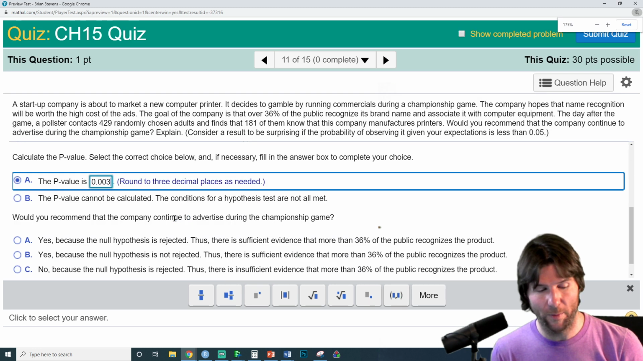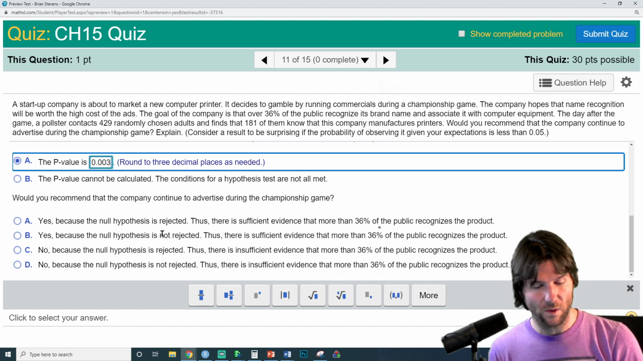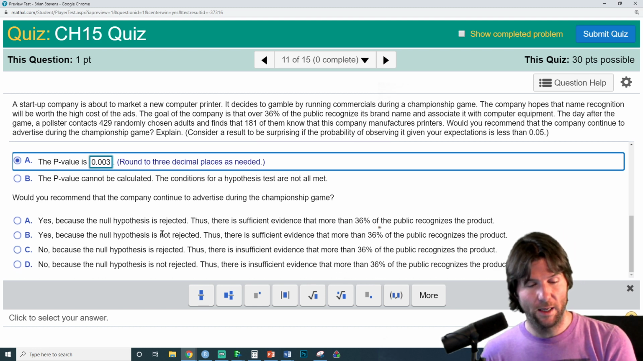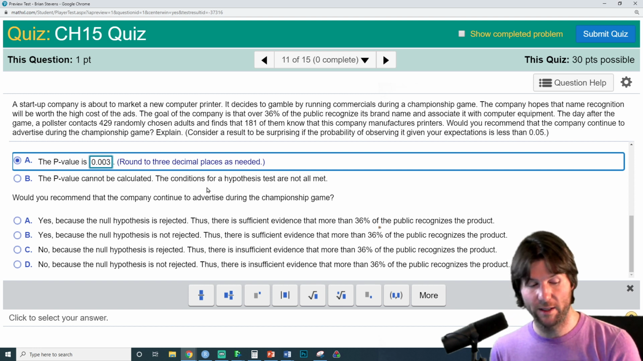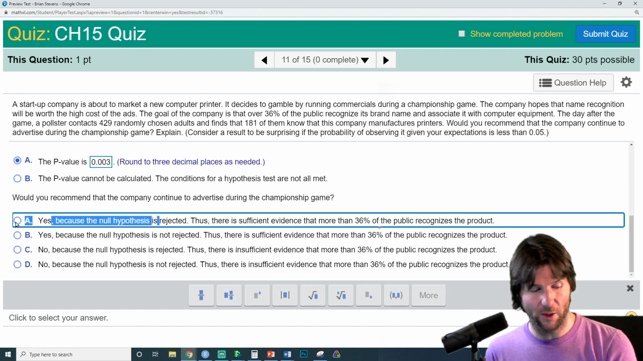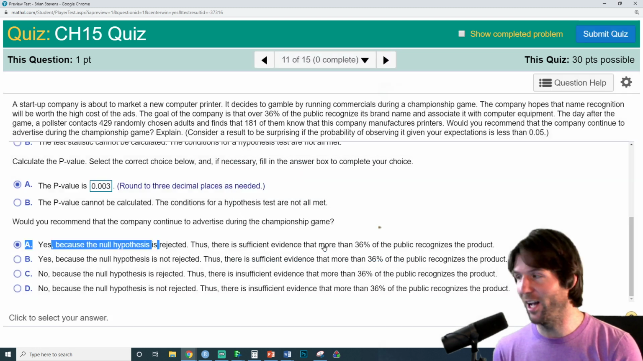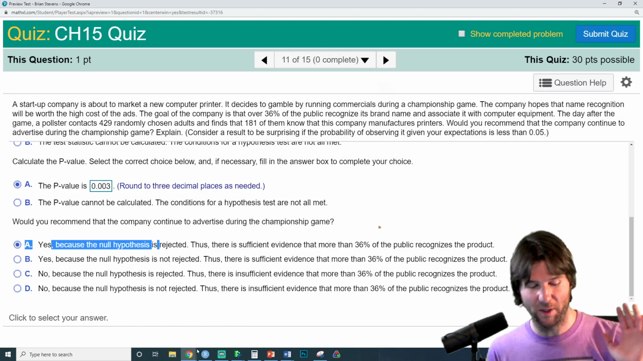Should I do this? Nonprofit question, school dropouts. I think I do. Is that in this one? I think we can. Would you recommend that they do it? Well, they're rejecting the null. The p-value is low, so reject the null. So yes, because the null is rejected, there is sufficient evidence that more than. This is our redemption arc right here. I didn't do this in the applet. I'll do it in a moment. But we got it. Of course we got it. We know how to solve those p-values.